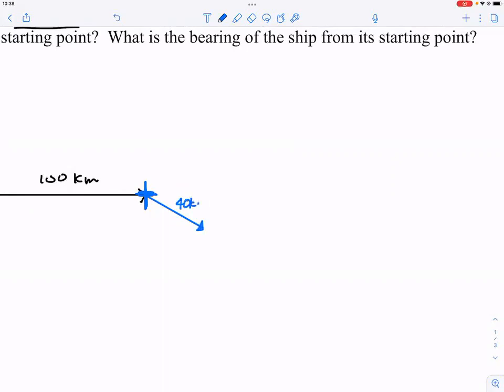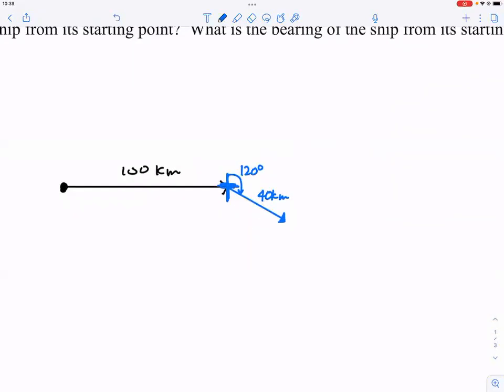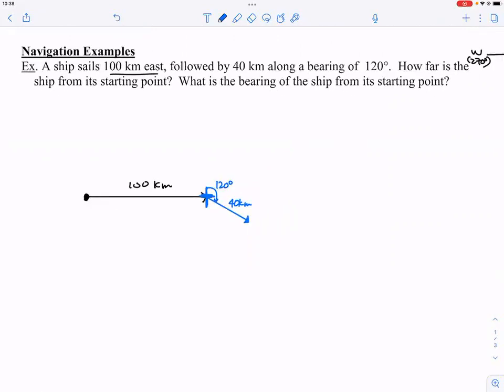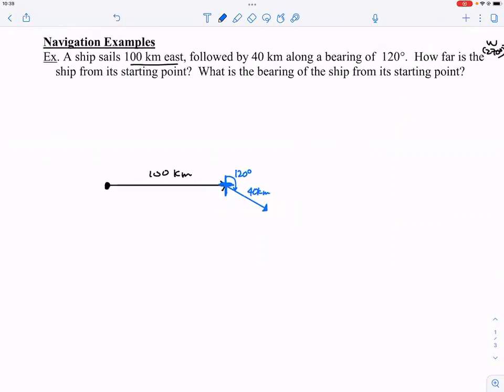So this is 40 kilometers, and this is 120 degrees. Okay. So it's asking 2 questions here. It's asking how far is the ship from its starting point, and what is the bearing of the ship from its starting point.